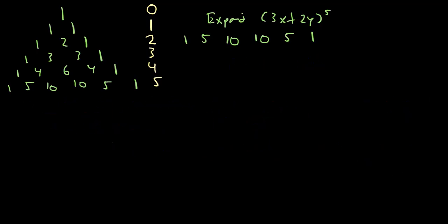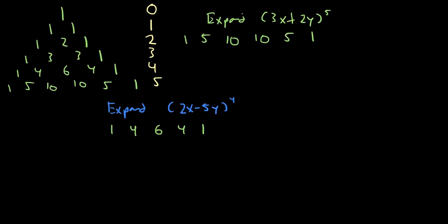So for our last example, we're going to be expanding (2x minus 5y) to the 4th power. So we're going to find row 4 on Pascal's triangle, which is this row right here. And we're going to write out the coefficients. So the coefficients for row 4 are going to be 1, 4, 6, 4, 1. Now, notice that there's a subtraction sign here. When there's a subtraction sign, you're going to alternate signs.